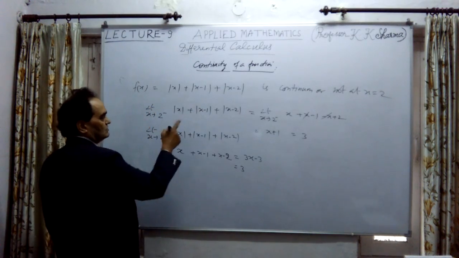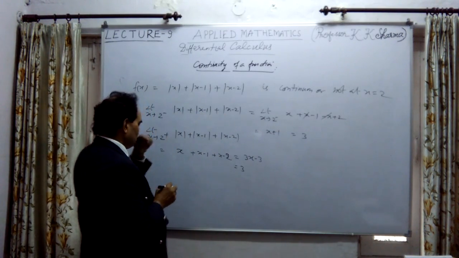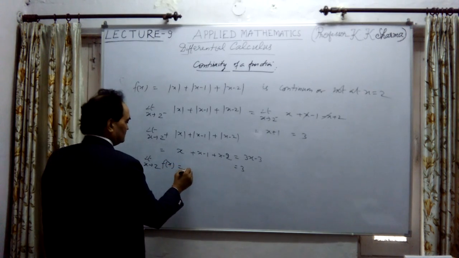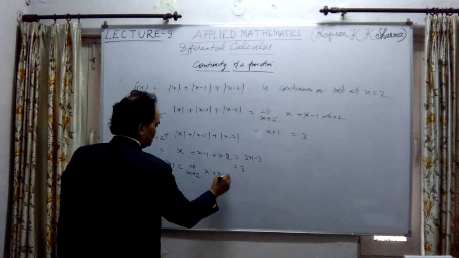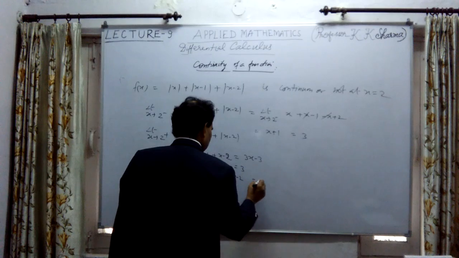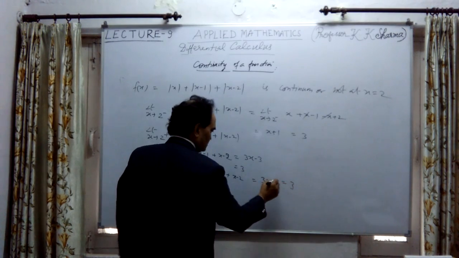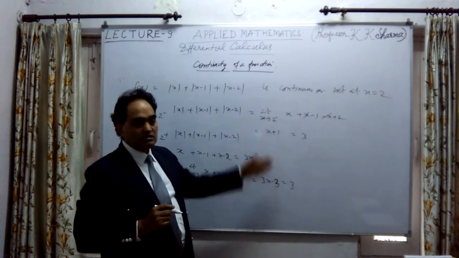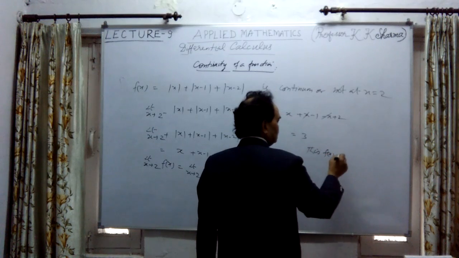Left limit equal to right limit, and what is the actual value of this? If I substitute x equal to 2, modulus of 2 minus 1 is 1, plus modulus of 2 minus 2 which is 0, this is 3 again. So all three are equal, limit x tends to 2. So all the three limits are equal, so the function is continuous. This function f(x) is continuous.